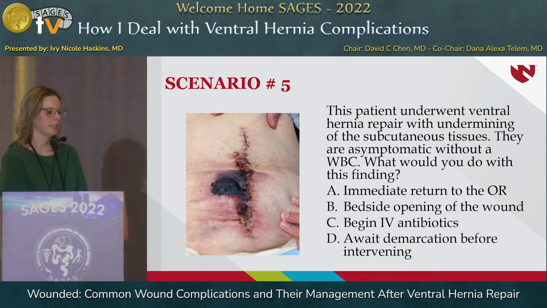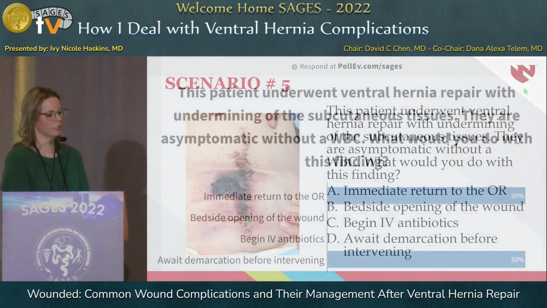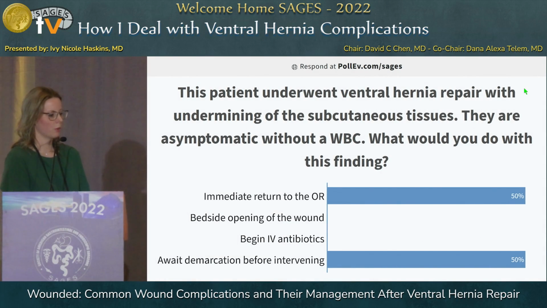Scenario 5, this patient underwent ventral hernia repair with undermining of the subcutaneous tissues. They are asymptomatic without a white blood cell count. What would you do with this finding? A, immediate return to the OR, B, bedside opening of the wound, C, begin IV antibiotics, or D, await demarcation before intervening.